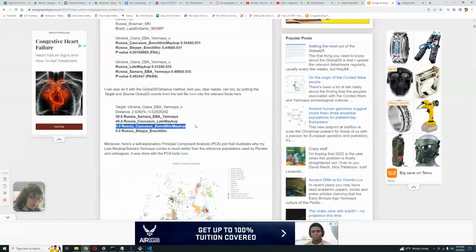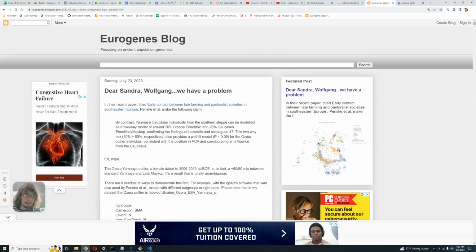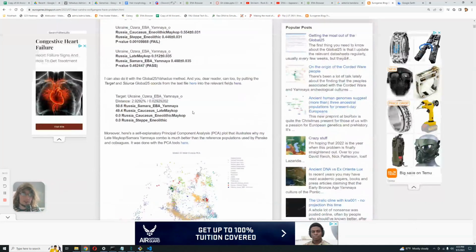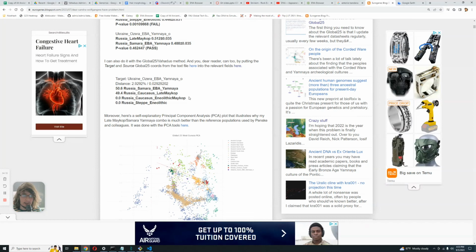There is no Neolithic Maykop here, and that's very controversial because that directly contradicts the original findings by Sandra and Wolfgang, who were trying to push the narrative that this individual is just a mixture of Khvalynsk plus some kind of steppe or Neolithic Maykop. That's not the case. That's simply not the case.